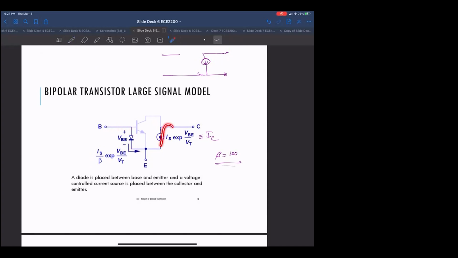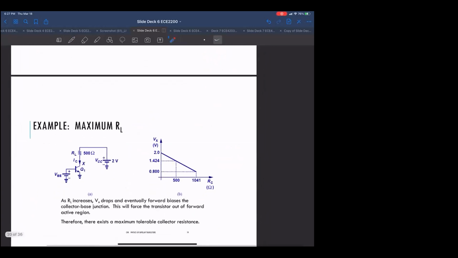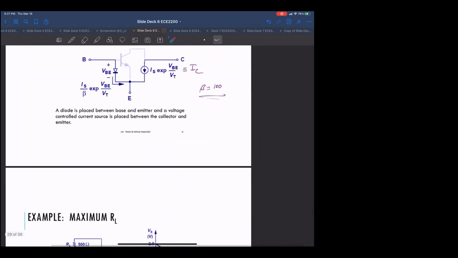This is the collector current. This is the actual signal value. And the emitter is basically keeping track of both of those. They're both flowing in or out, depending on if you're thinking of electrons or current, into the emitter. Any questions about that?